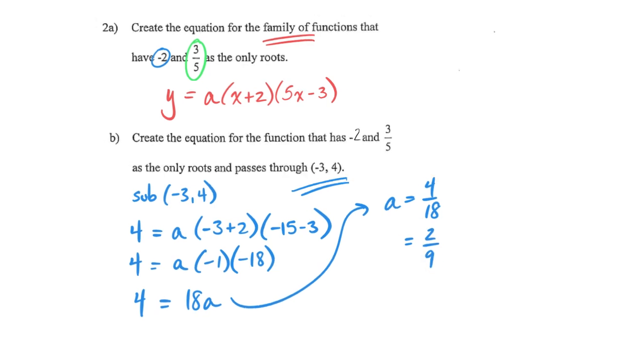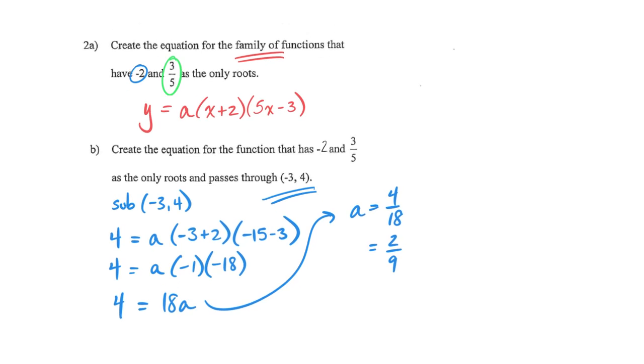So the only thing left for me to do then is to actually write the equation of the function. So that specific stretch of 2/9 with those factors gives me the equation of my function with those 2 roots and now passes through that particular point. How well did we do? I'm hoping we were good on being able to sub in the point and solve.